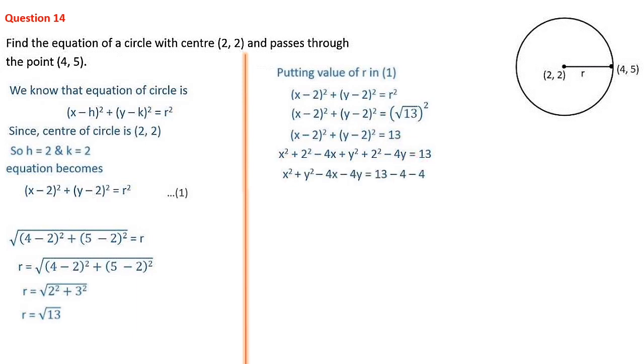x² + y², then x term minus 4x, then y term minus 4y, equal to. The rest of the terms we can bring to the right side. 13, 2² is 4, bringing to the right side means minus 4. And here also 2² is 4, bringing to the right side minus 4. So x² + y² - 4x - 4y = 13 - 4 - 4, that is 13 - 8, which is 5. So this is the required equation of the circle.